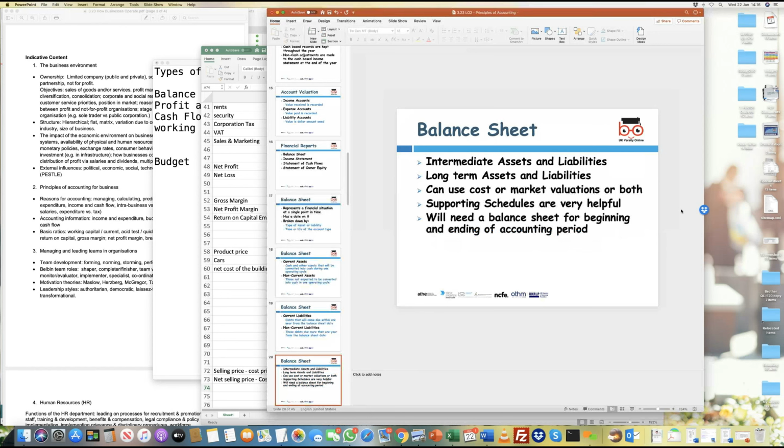Now, a balance sheet typically consists of things like immediate assets and liabilities. It could have long-term assets and liabilities. You can also use balance sheets to calculate the cost and market valuation for a particular company. And there are also some supporting schedules which are produced. That means supporting information to explain the balance sheet is also produced when it is done.